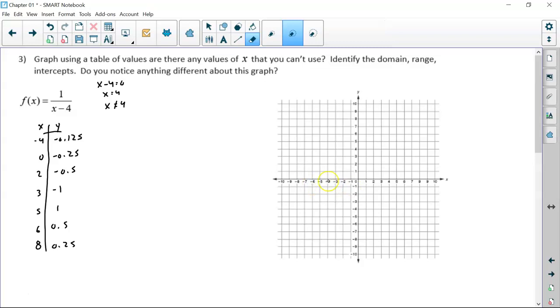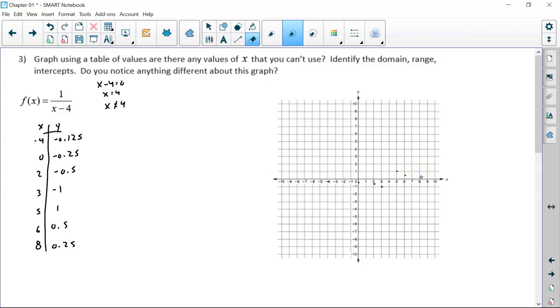So when x is negative 4, you're at negative 0.125. When x is 0, you're at negative 0.25. When x is 2, you're at negative 0.5. When x is 3, you're at negative 1. Now when x is 5, you're at 1. When x is 6, you're at 0.5. And when x is 8, you're at 0.25.